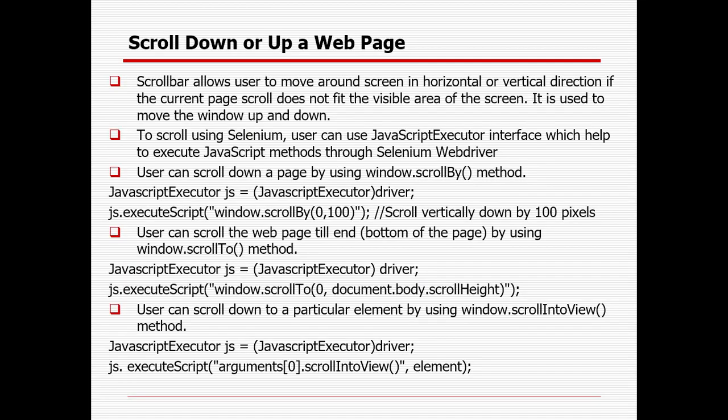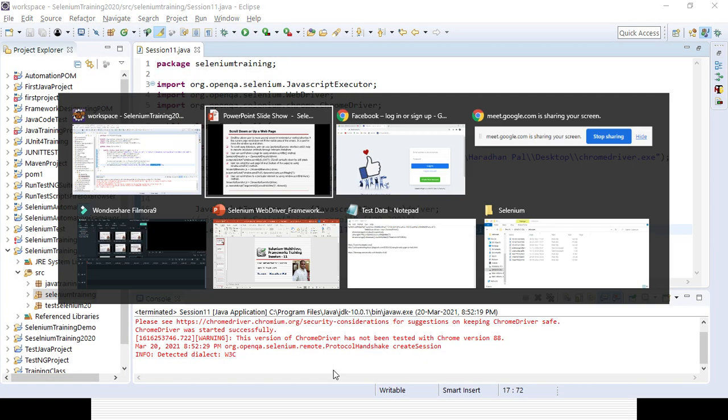The last one, another important method for scrolling down, is if we want to identify particular elements, how can I scroll to that element only? If the user needs to scroll down to a particular element, we need to use window dot scroll into view and then the element. Suppose I want to scroll to an element, so I need to identify the element.